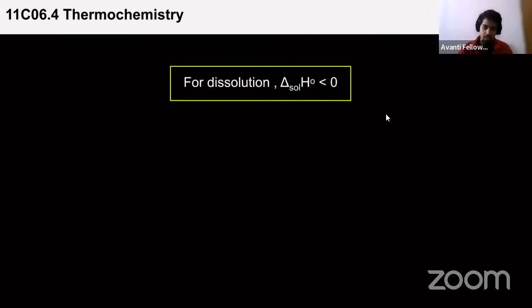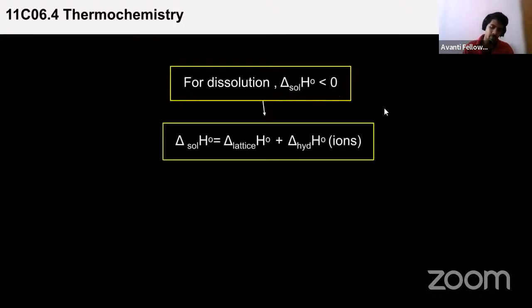Now, for dissolution, if delta H solution is less than 0, what does that mean? It is a spontaneous process. We'll be seeing what a spontaneous process is. Now, when delta H is negative, is this an exothermic or endothermic reaction? It is an exothermic reaction. If delta H is negative, we call it an exothermic reaction.